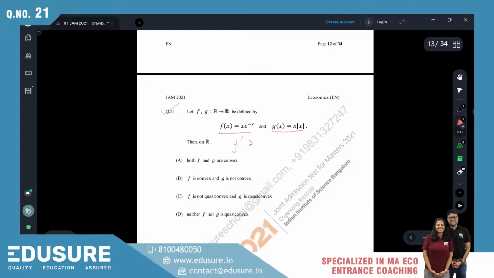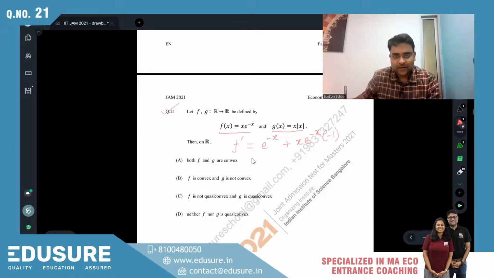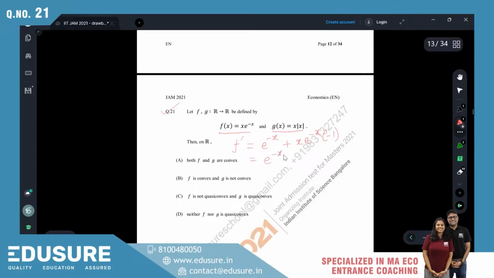f'(x) is equal to the derivative of x times e to the power of minus x. It's u into v, so e to the power of minus x plus x times e to the power of minus x times minus 1. That is what we will get. And therefore, e to the power of minus x common, this is (1 minus x), which is equal to 0. So x is equal to 1 is what we will get as a maximum, minimum, or a point of inflection.